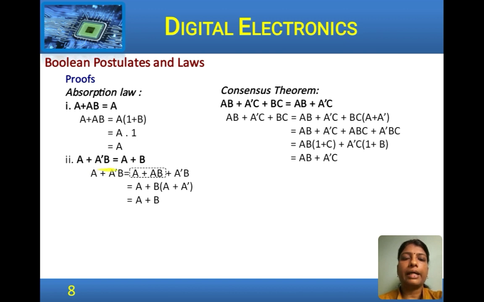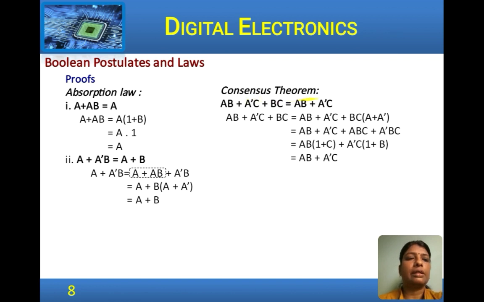Similarly, A plus A dash B, the result is A plus B. We shall see how to get it. Replace A by A plus AB and write A dash B as it is. Now regroup it. So A plus, by the distributive law, take out B into (A plus A dash). A plus A dash is 1, this results in A plus B.